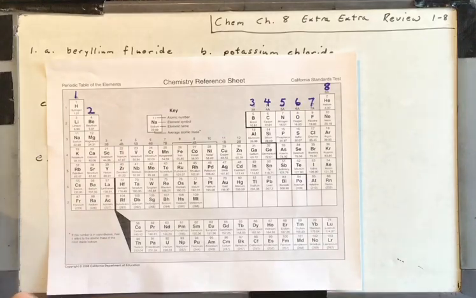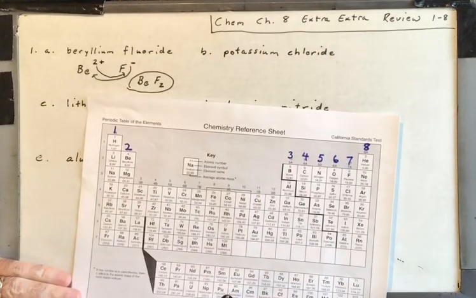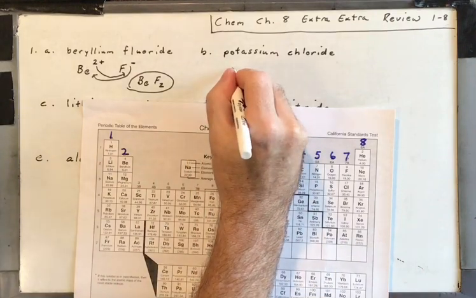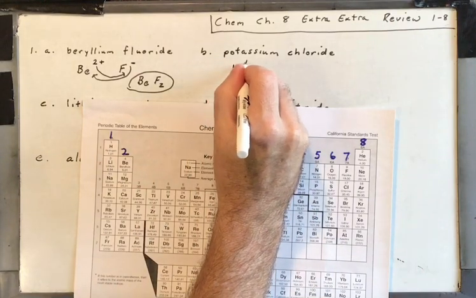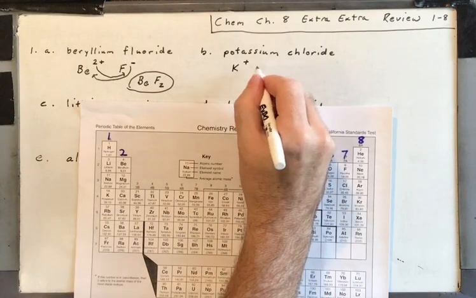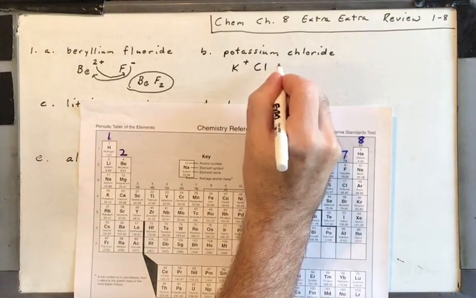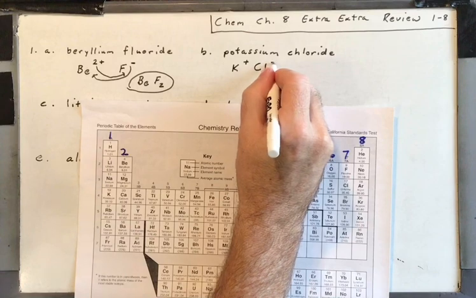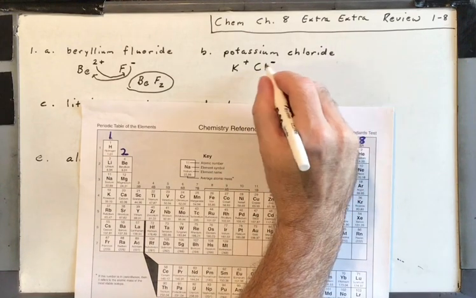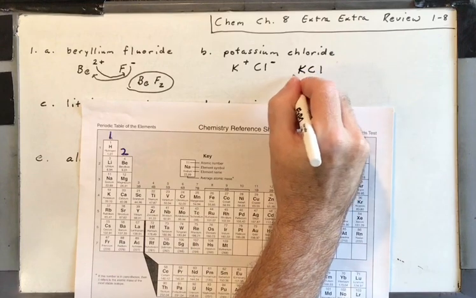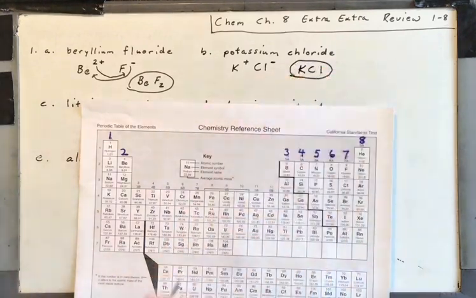All right, potassium chloride. Potassium is here in column 1, so it would like to give up that 1 electron and have just a plus charge. Chlorine is in column 7. It wants to gain 1 electron to be like argon in column 8, so that would be a minus charge. So they have the same numerical value, so you would just drop those charges and it's KCl.